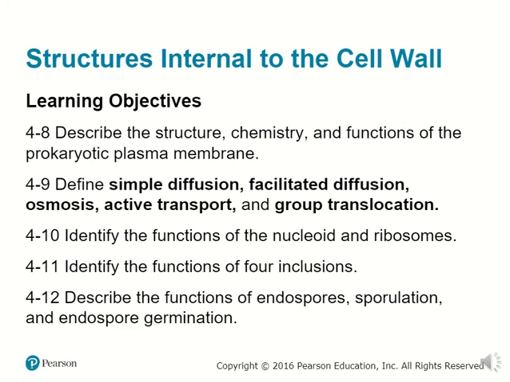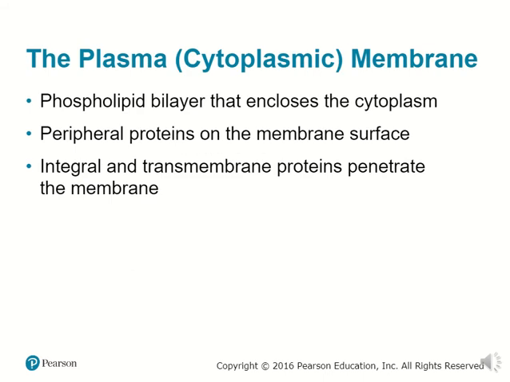Structures internal to the cell wall. We'll start getting into those. For example, the plasma or cytoplasmic membrane. All cells have this. Essentially, it consists of a phospholipid bilayer that encloses the cytoplasm, the internal liquid material of a cell. Peripheral proteins on the membrane surface are littered throughout, and integral and transmembrane proteins penetrate through those membranes.